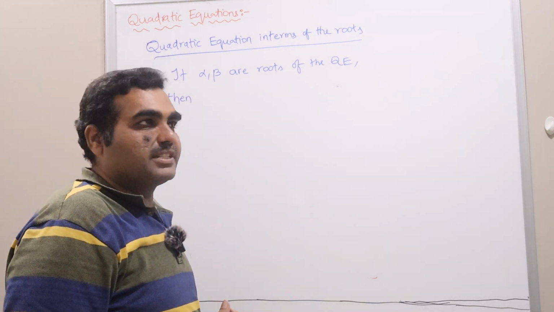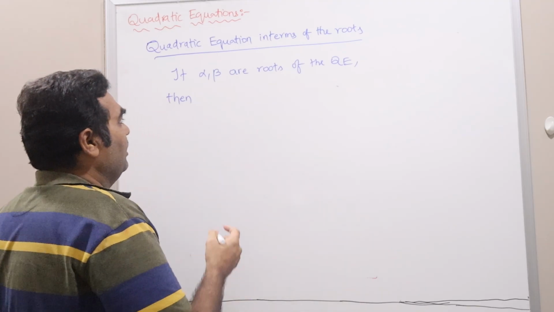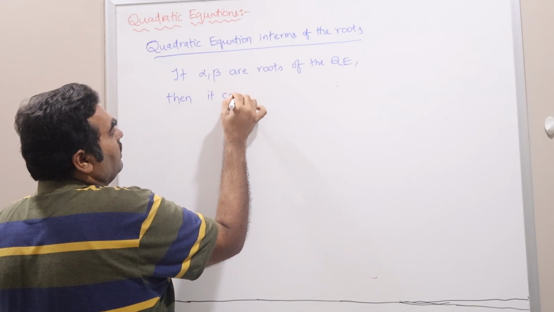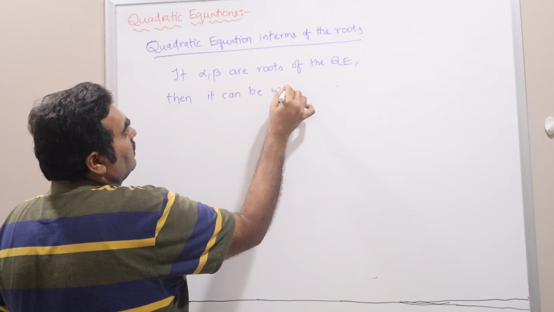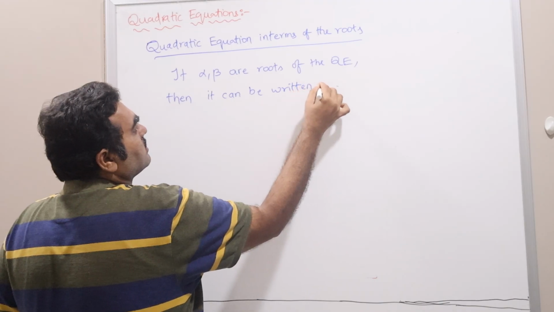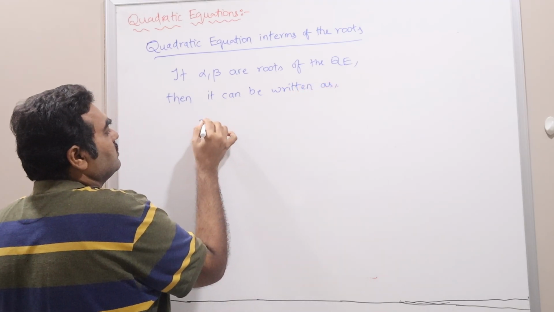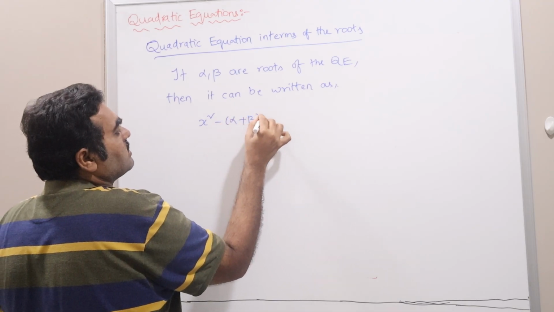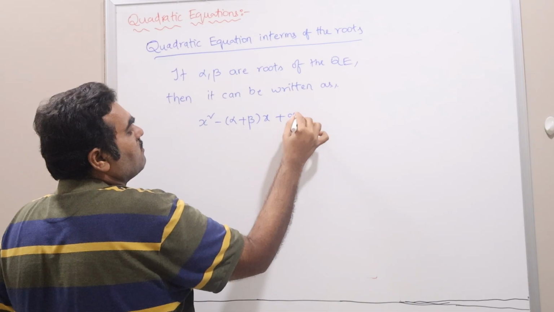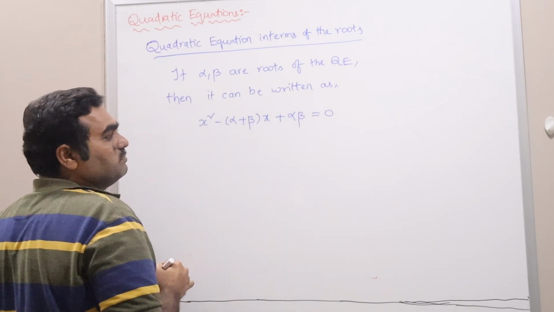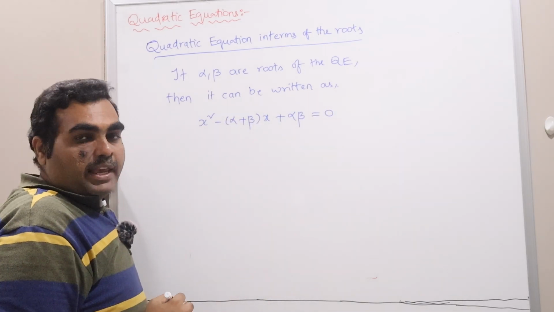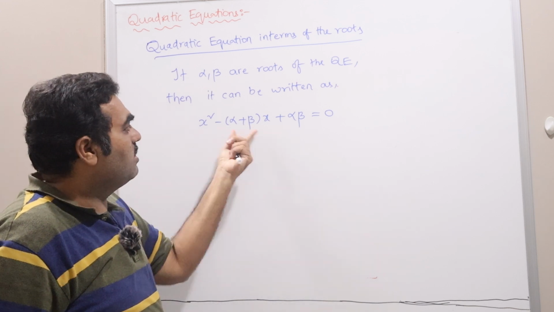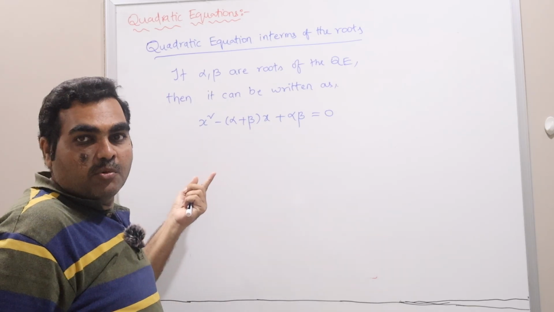So once again, for your understanding, I am writing the result. So then the equation can be written as x square minus (alpha plus beta) x plus alpha beta is equal to 0. So any equation, if you know the roots of the equation, then you can write the equation in terms of the roots like this. Okay.